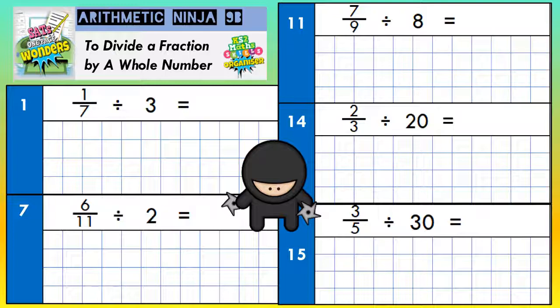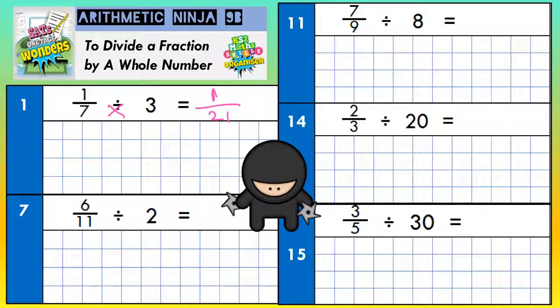Now we're going to explore two different ways of doing these questions. The first method is basically where you keep the top number in the fraction the same and multiply the other two numbers to get the bottom number in your answer, the denominator in your answer. So let's try that for the first one. Keep the top number the same, which is a 1, and multiply the other two numbers. 7 times 3 is 21. And there's your answer. 1/7 divided by 3 is 1/21.